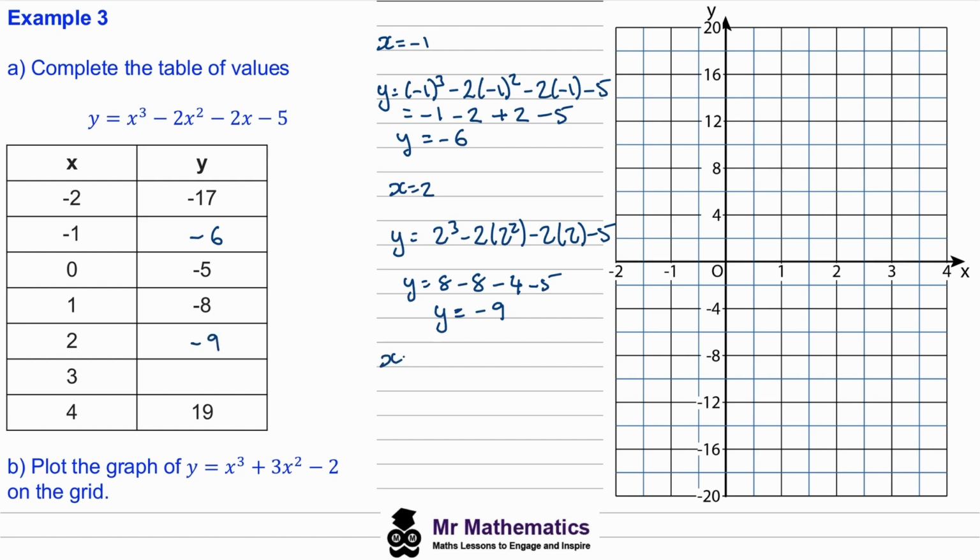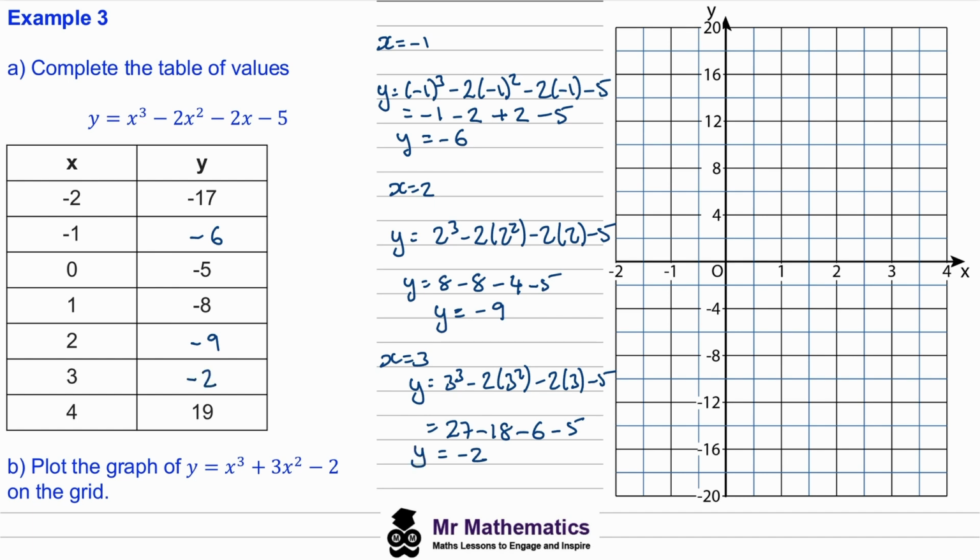And when x equals 3, y will be 3 cubed minus 2 lots of 3 squared minus 2 lots of 3, take away the 5. 27 minus the 18 minus the 6 minus the 5. So this will give us 9 take away 6 is 3, 3 take away 5 is -2.